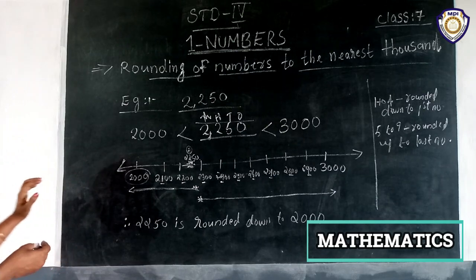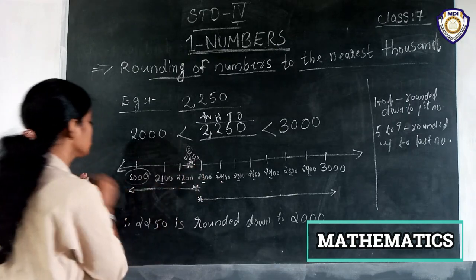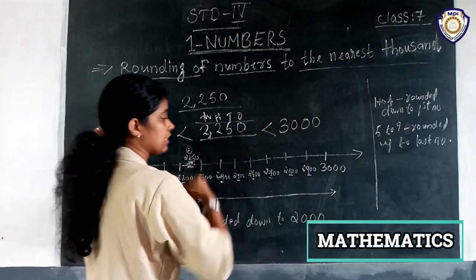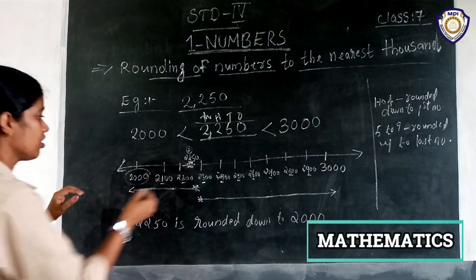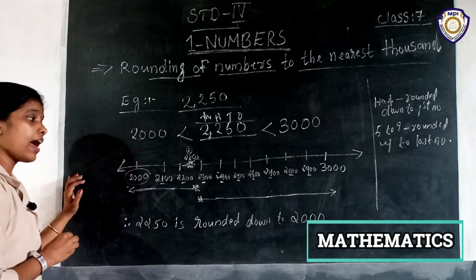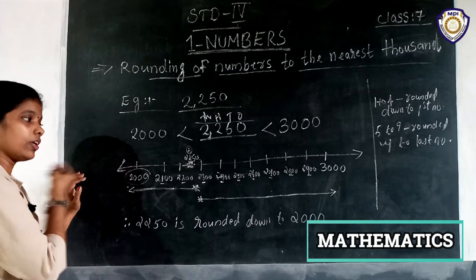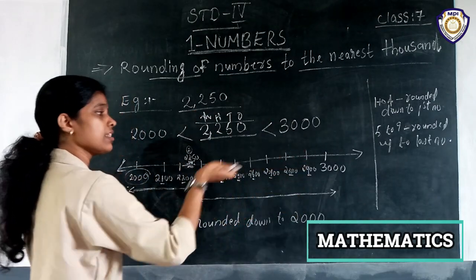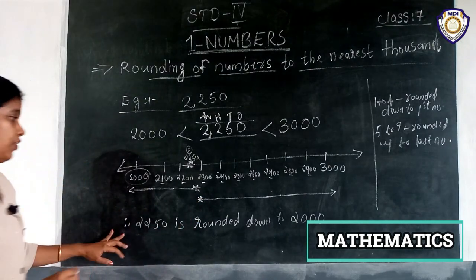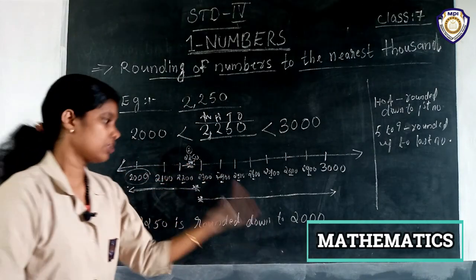Then we draw another line. 2250 from 2200 to 3000. 2250 is nearer to 2000 as compared to 3000. 2250 is near to 2000, and 3000 is a little far away. Therefore, 2250 is rounded down to 2000.